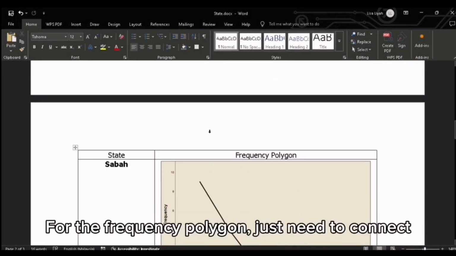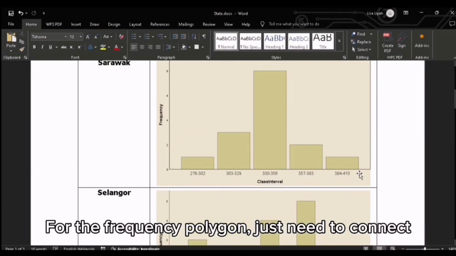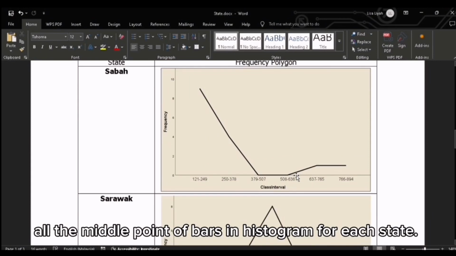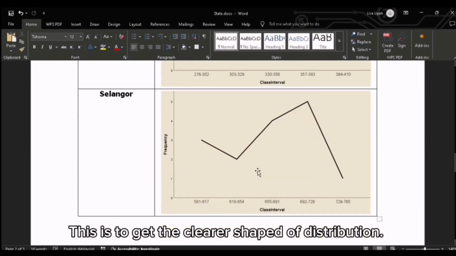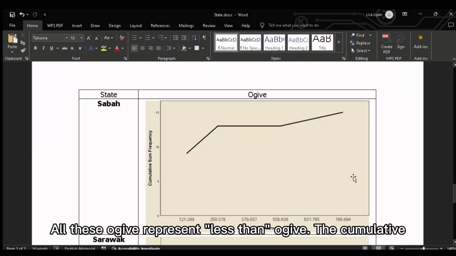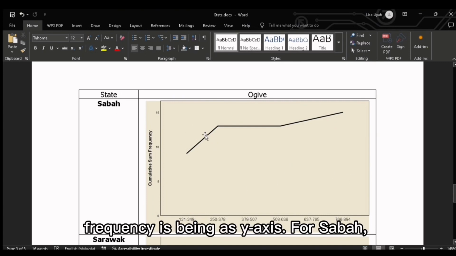For the frequency polygon, we just need to connect all the midpoints of the bars in the histogram for each state. This is to get a clearer shape of the distribution. All these OGIFs represent less than OGIF. The cumulative frequency is the y-axis in OGIF.